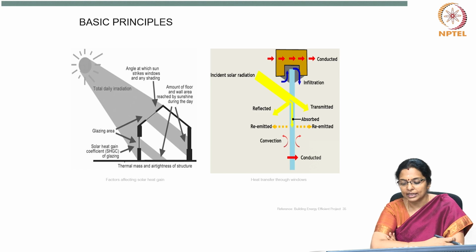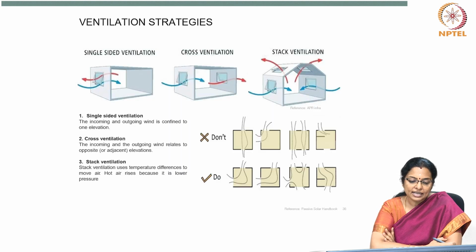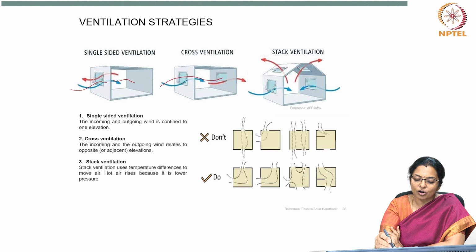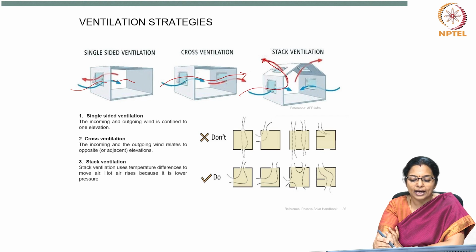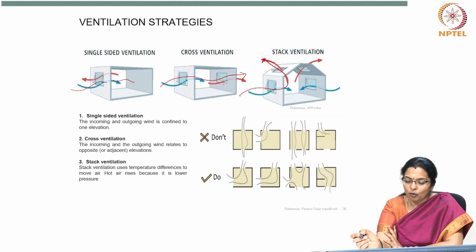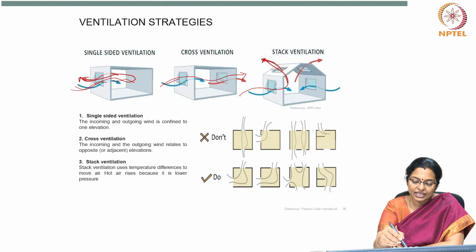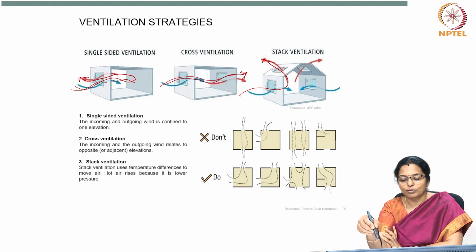heat or losing heat. As we had already discussed, for ventilation strategies, you can have single-sided ventilation like this, or you can have cross ventilation like this, or you can have stack ventilation where the blue arrow indicates cool air and the red arrow indicates warm air. So, in single side ventilation, the incoming and outgoing wind is confined to one side. So, the wind which goes in comes out, whereas in cross ventilation, the apertures are on the opposite side.